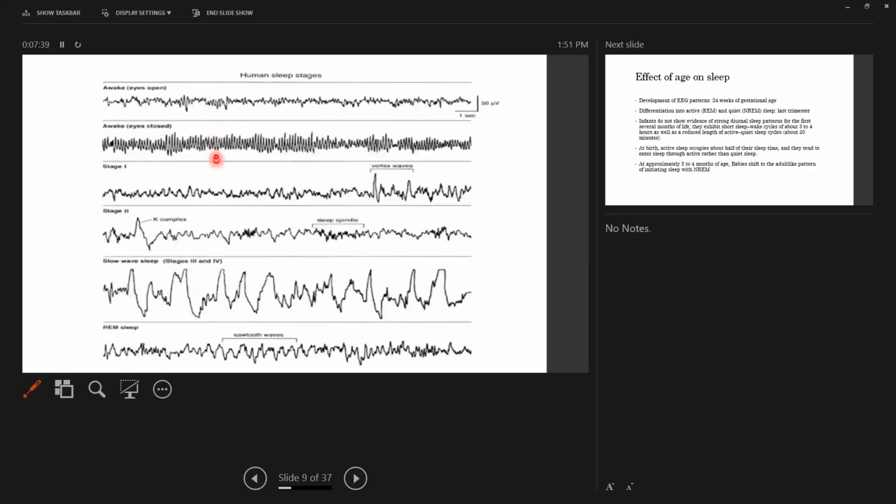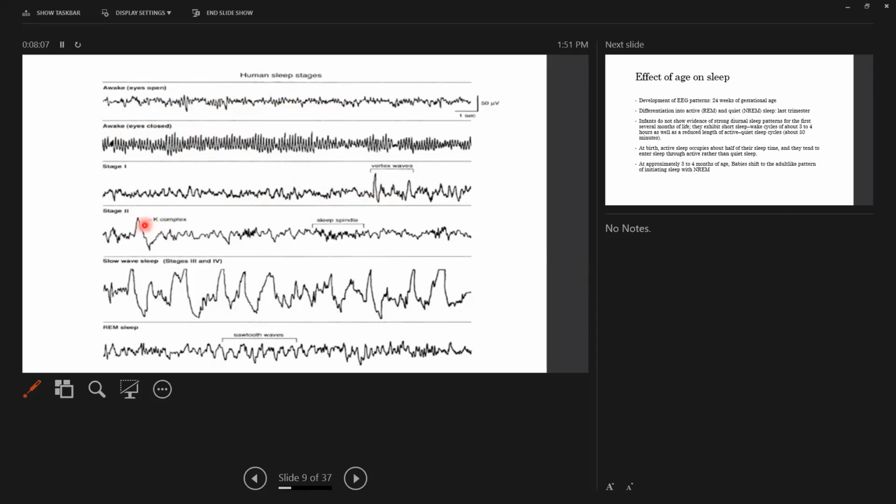So now let us see this one. In this picture, we can see with our eyes open, we have the beta waves. Beta waves are high frequency waves with less amplitude and less voltage. Then with our eyes closed, we have the alpha waves. As we are going down, the frequency of the waves is decreasing, the amplitude of the wave is increasing. Then in stage 1, we have the theta waves, the lighter sleep. Or sometimes we also see sharp waves, which are known as vertex waves.